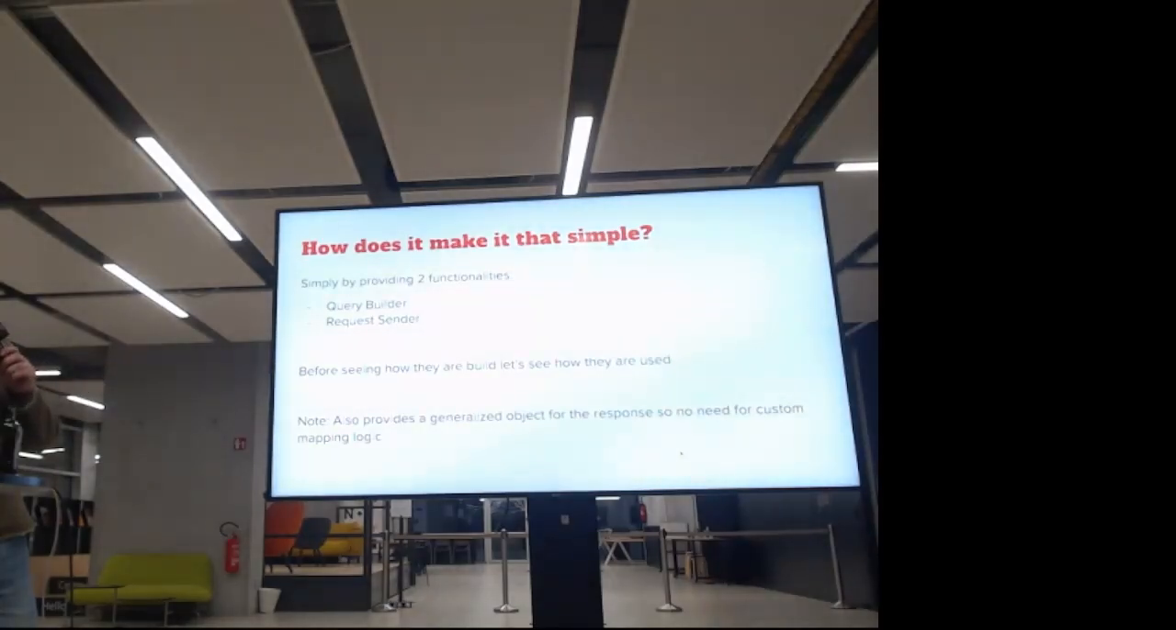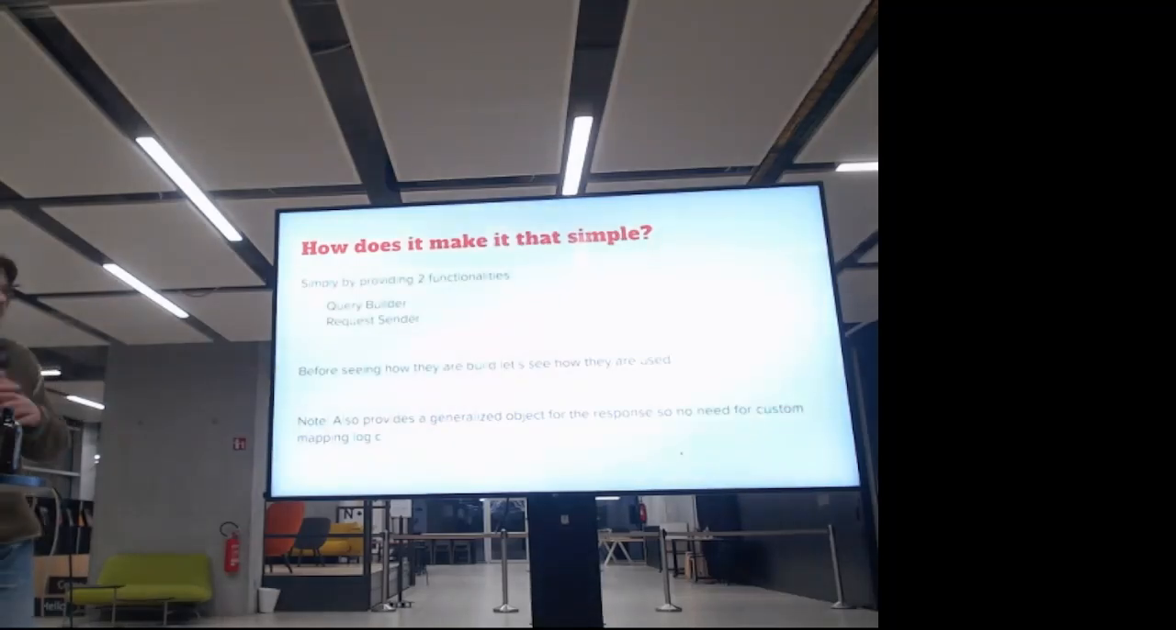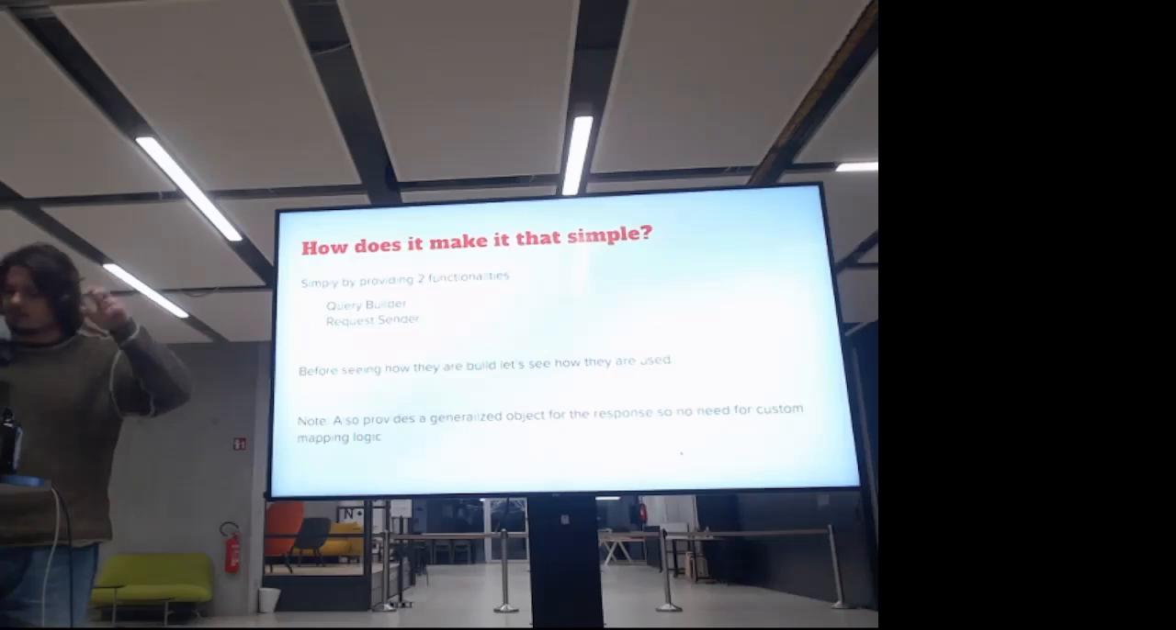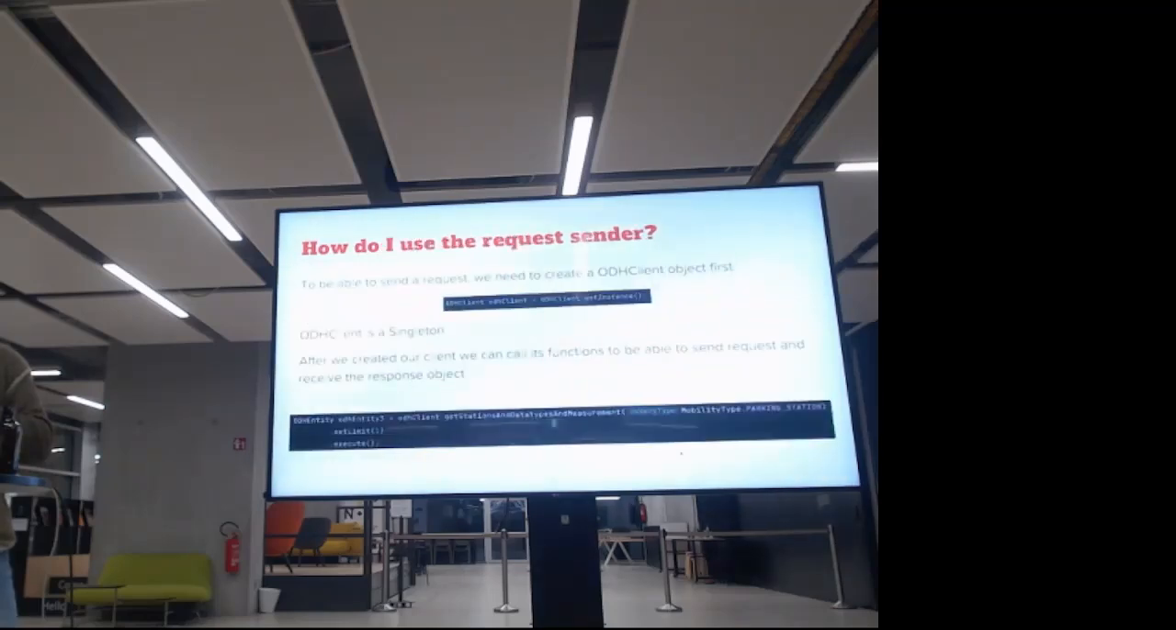As I said, it provides two functionalities, query and request sender. Let's see how they're used if you were to use the library first. Also, I forgot to mention, I created an Open Data Hub entity object, which represents the response structure. So now if we use the library, we don't need to map it to our custom objects. That logic is also averted.